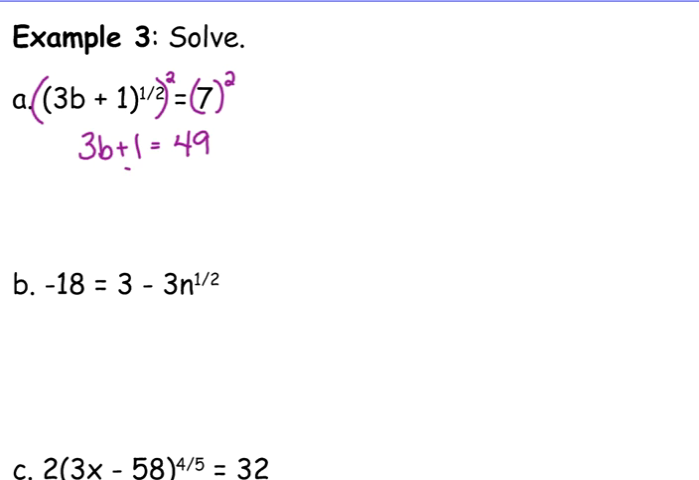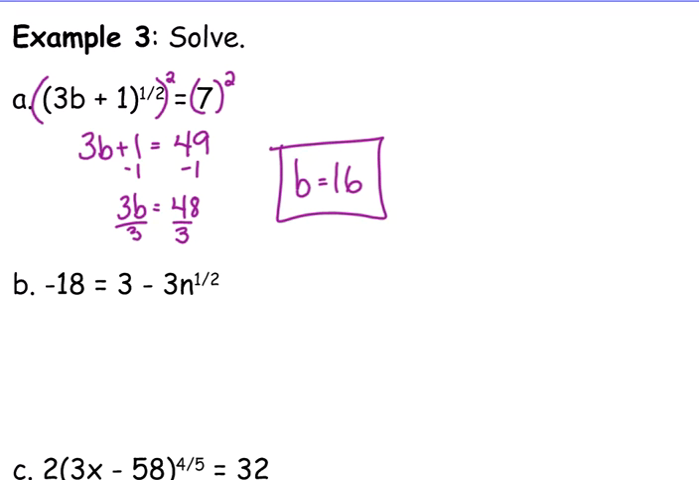And then it's just a linear equation. Subtract 1 from both sides. 3b is equal to 48. Divide by 3, so b is equal to 16. Again, it's an equation. We should always check it. Plug in 16. 3 times 16 is 48. 48 plus 1 is 49. 49 to the 1/2 is the square root of 49, which is 7. Okay, so 16 checks out.